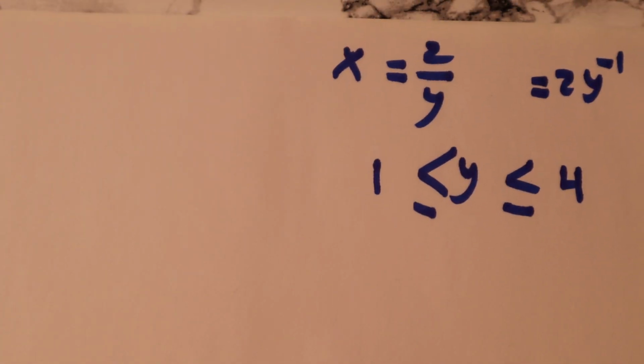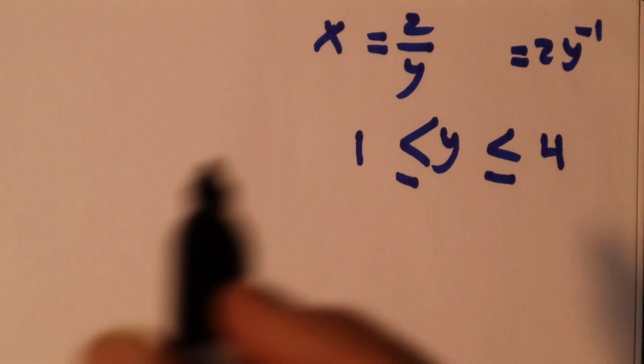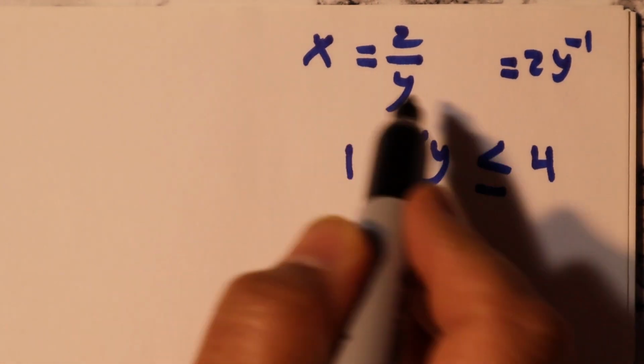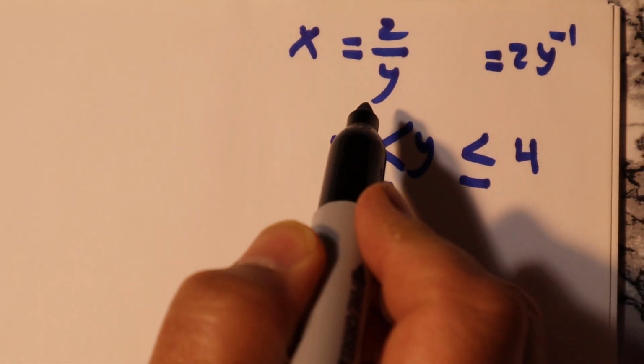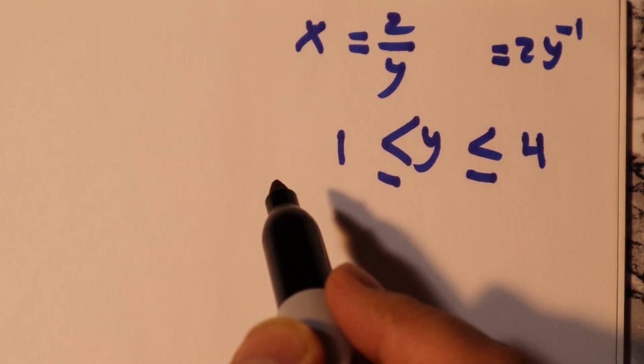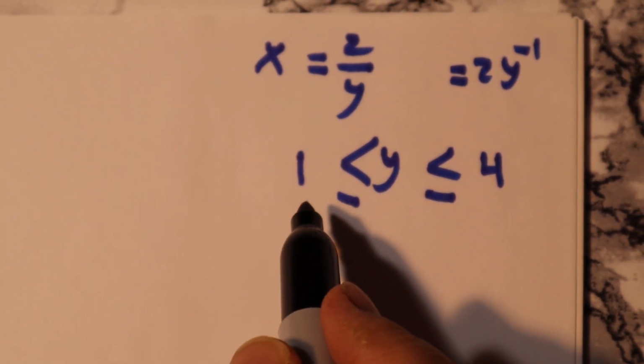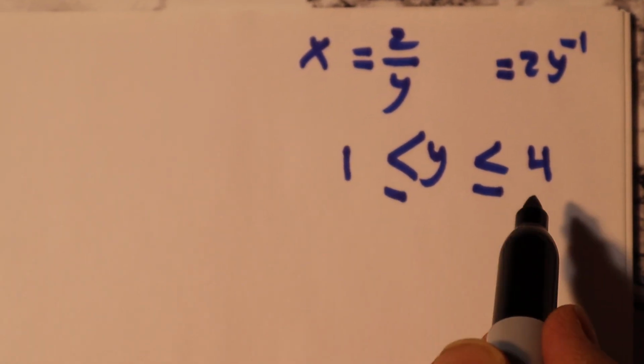Solids of revolution. Let's continue with more examples. This time we are given the function x equals 2 over y, and we need to spin this curve around the y-axis this time, not the x-axis. The given bounds are y from 1 to 4.